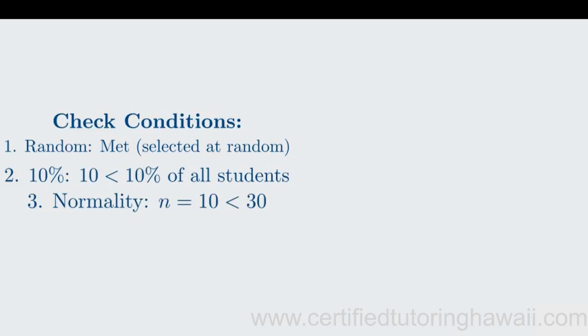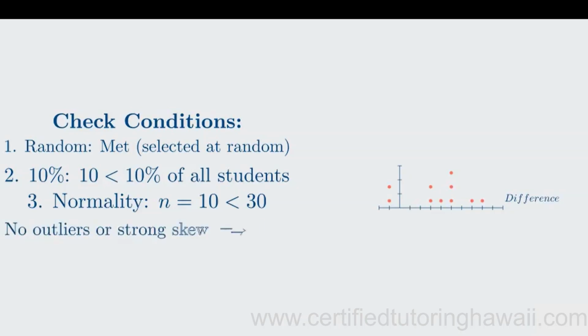Looking at our list, the numbers range from -1 to 8. There are no extreme outliers or heavy skewness, so the normality condition is met.